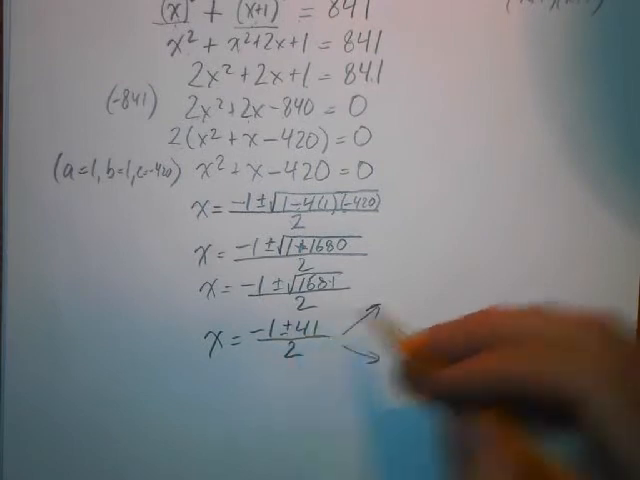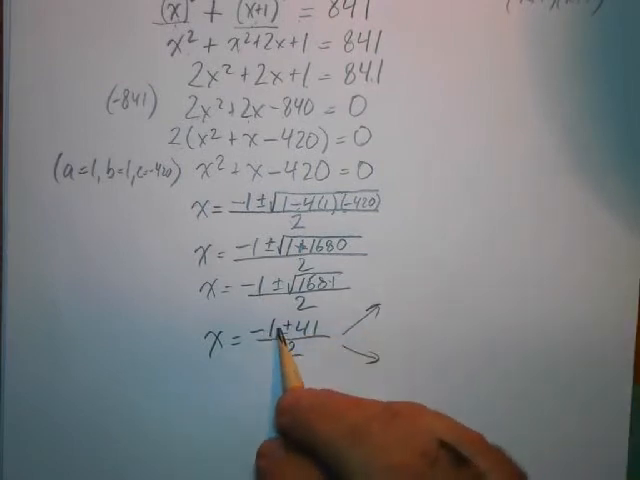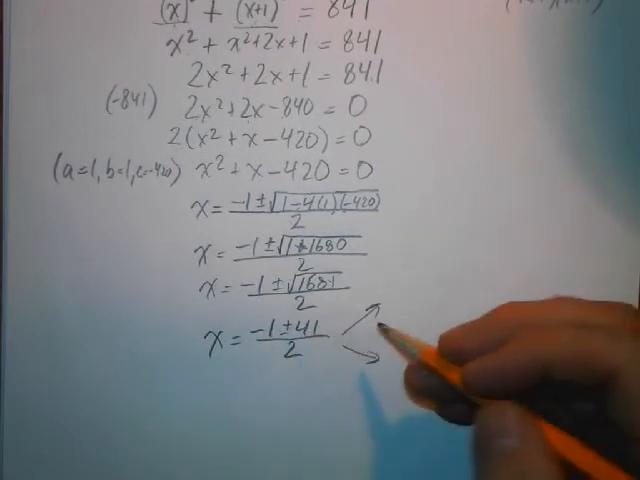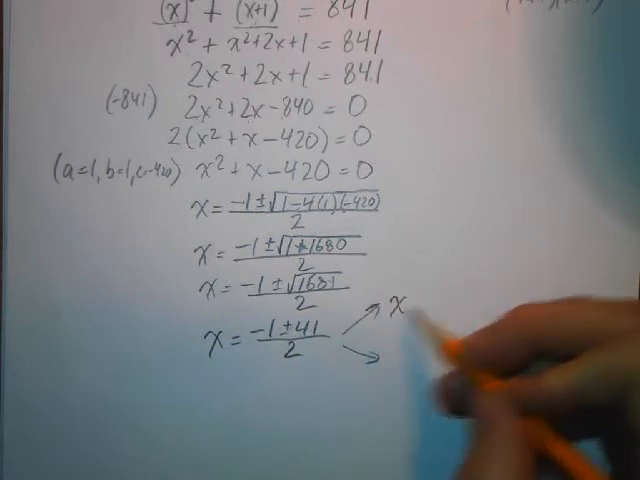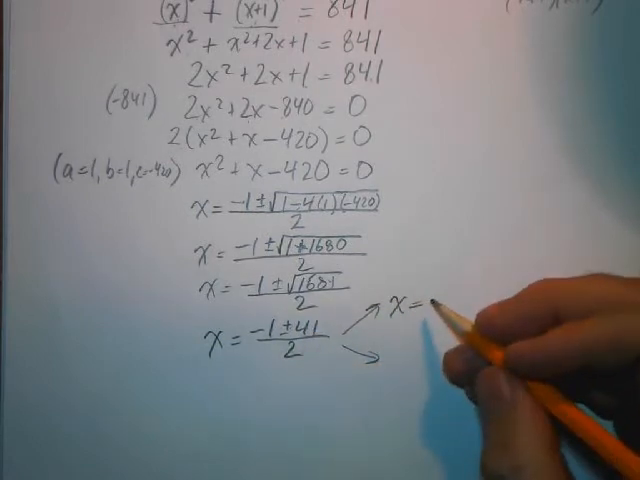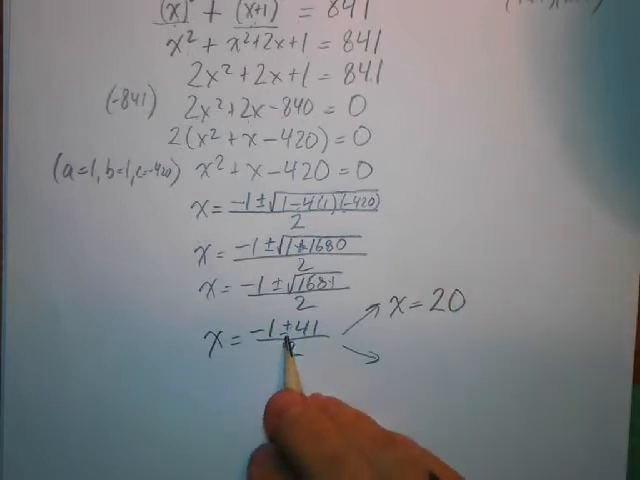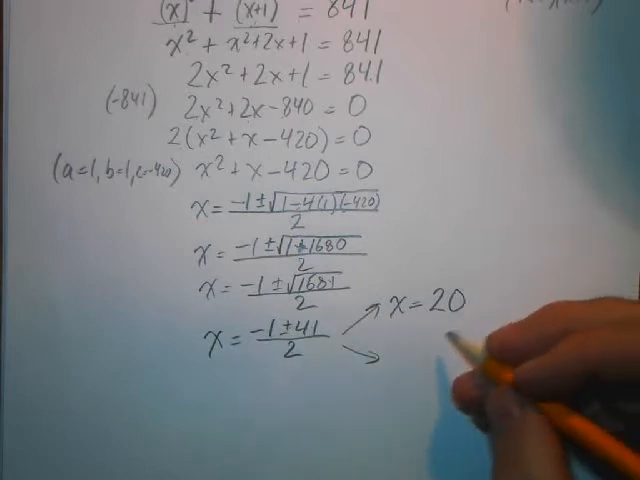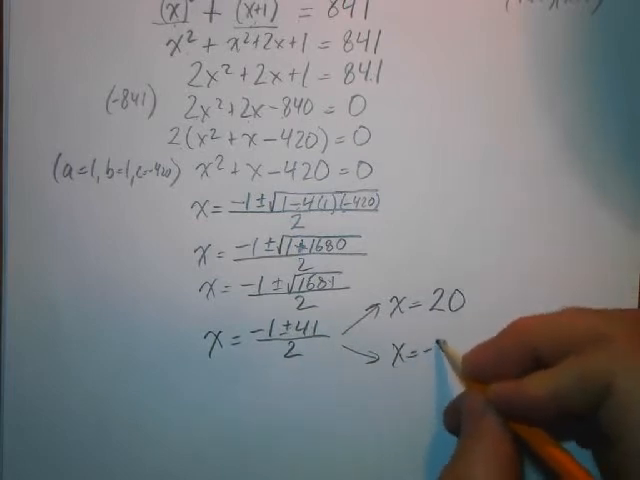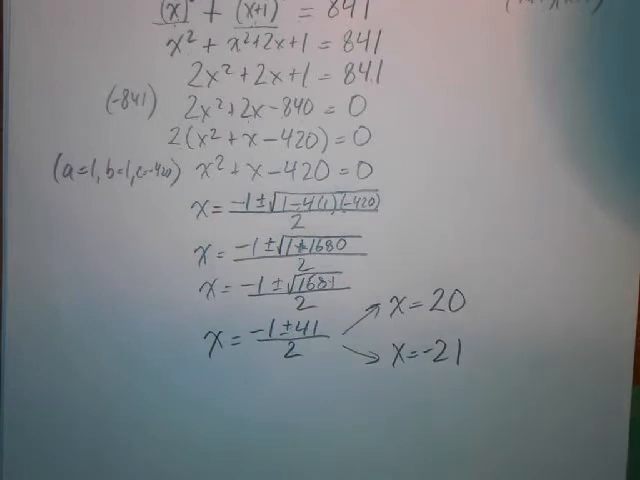So if I do the plus branch first, that's negative 1 plus 41, so that would be 40 over 2, so that means x is 20. If I do the minus branch, negative 1 minus 41, that's negative 42, divided by 2, x is negative 21. Okay, so we actually got 2 answers for x.